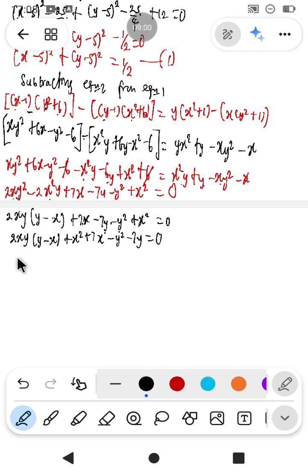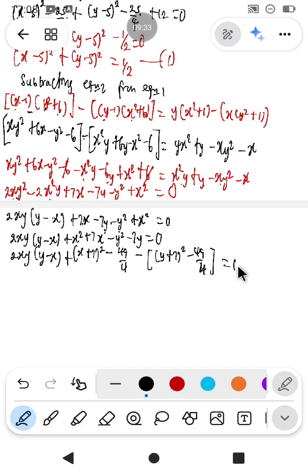Then we complete the square, so this will be 2xy into y minus x. If you complete the square, x squared plus 7x gives us x plus 7 over 2 to the second power, minus 49 over 4. That's what we're going to get. And then look at this: we can factor out the negative sign. So this will be minus, then if you complete the square there also, you have y plus 7 over 2 to the second power, minus 49 over 4. Then everything equal to 0.